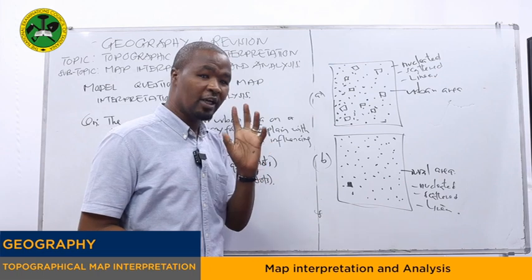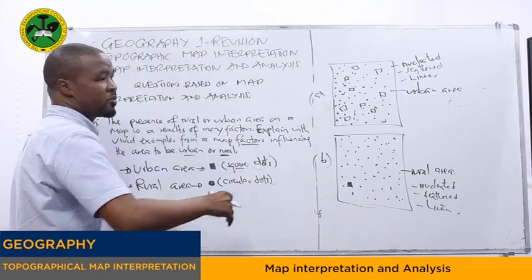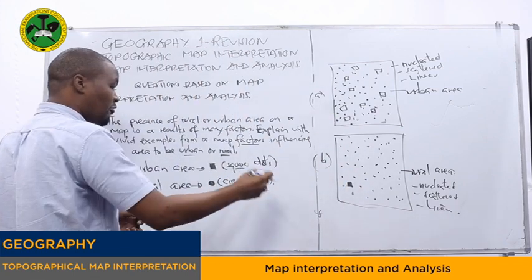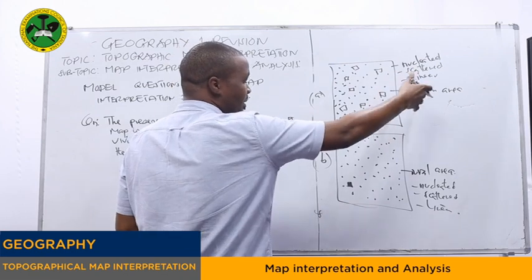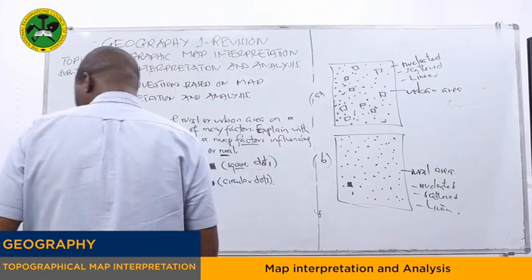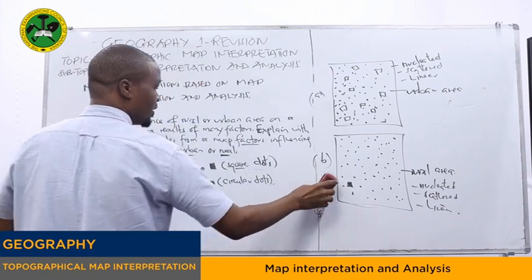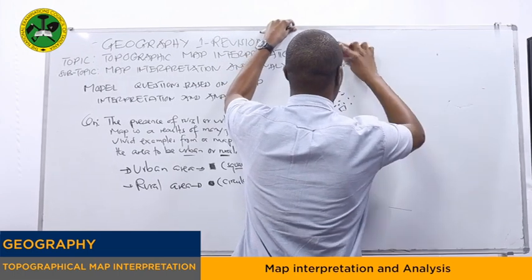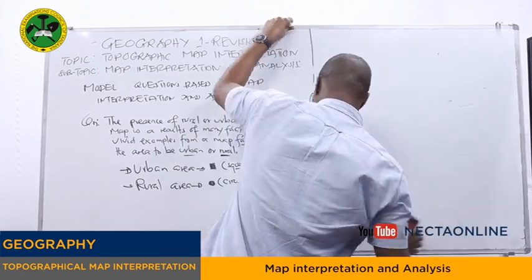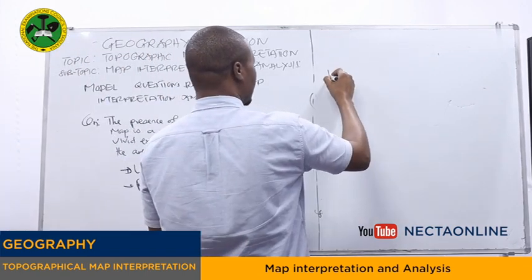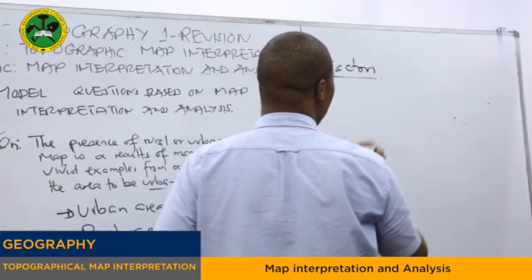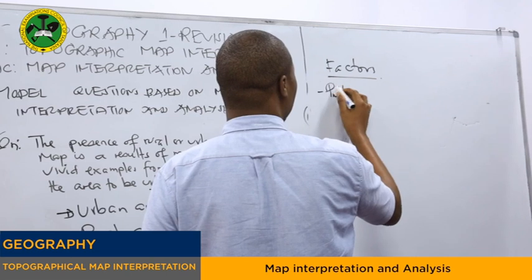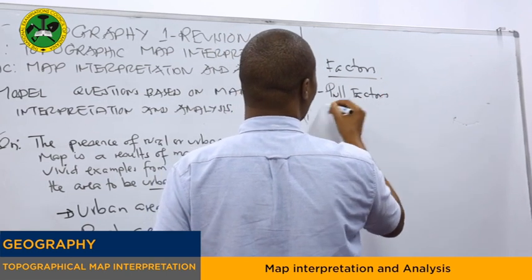As the question needs right now, it does not need us to explain the types of settlement found on the map here. It needs us to explain the factors that have influenced the area on the map to be either urban or rural. We have many factors influencing the area to be urban or rural. We have the pull factors as well as the push factors.